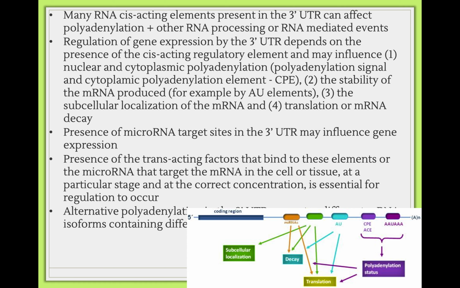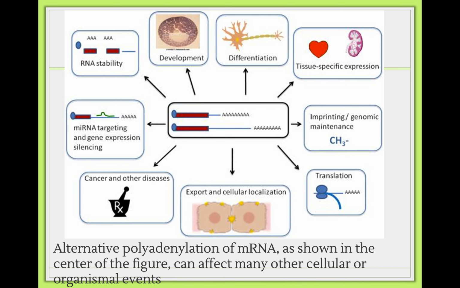So basically, alternative polyadenylation, just like alternative splicing, produces isoforms containing a variety of mRNA with different tails. For example, over here, alternative polyadenylation of mRNA, as shown in the center of the figure, can affect many other cellular or organismal events, such as some of these.